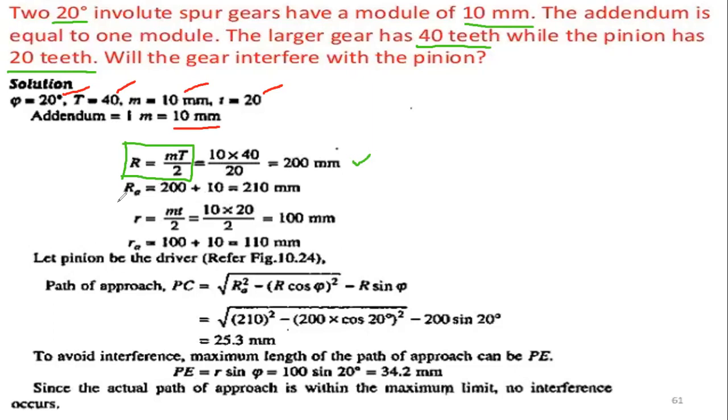Then we need to find the radius of the addendum, that is RA value, that is R plus 1 into module, that is 10 mm. So total 210 mm because the addendum value is equal to the module value here. Then we need to find the radius of the smaller wheel, that is small r into small t by 2.